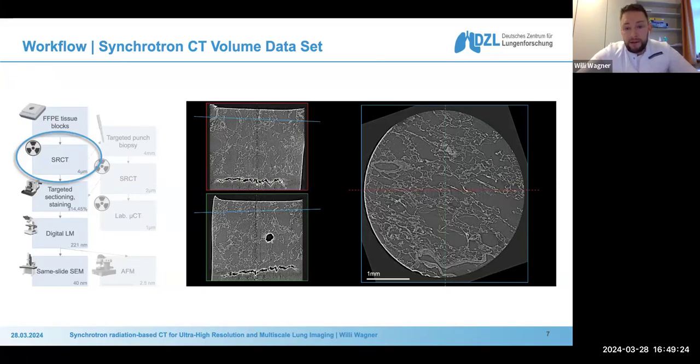Now you can image entire blocks to get an overview of the tissue that you are dealing with. And then you can identify hotspots. You can either do a local tomography, or you can go ahead and do a targeted punch biopsy of that region that you're interested in, and you can scan it at higher resolutions.